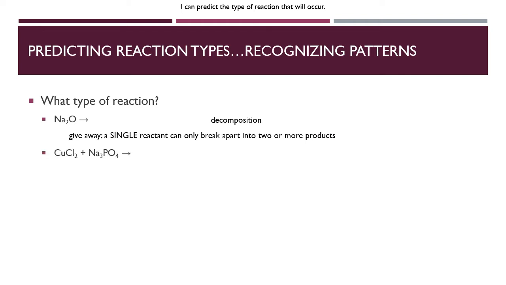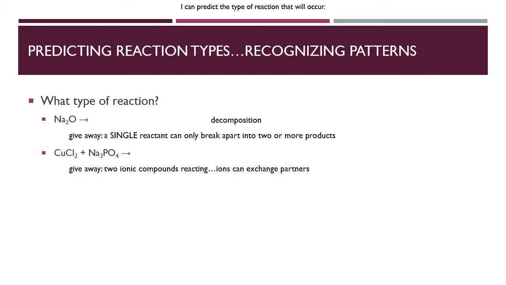So here's the next one. We have CuCl2, the copper 2 chloride, reacting with Na3PO4, which is sodium phosphate. Take a look at those reactants. Based on the patterns we identified from the last lesson, ask yourself, what's going to happen there? How are those compounds going to react to give us products?